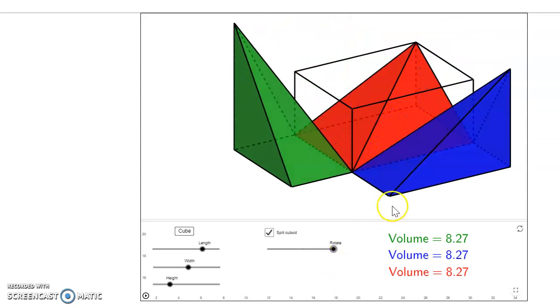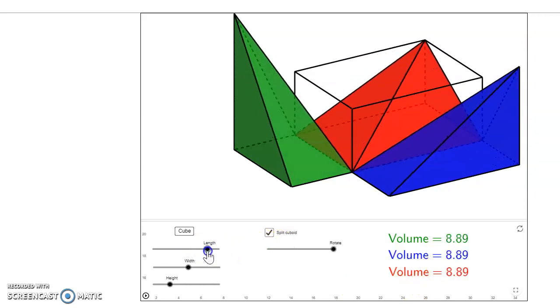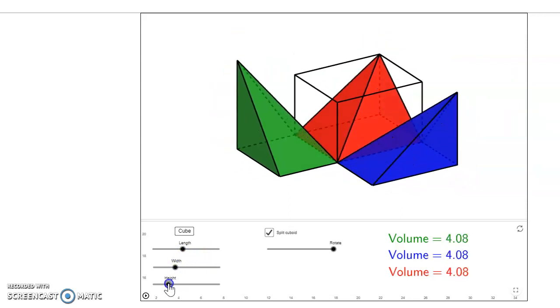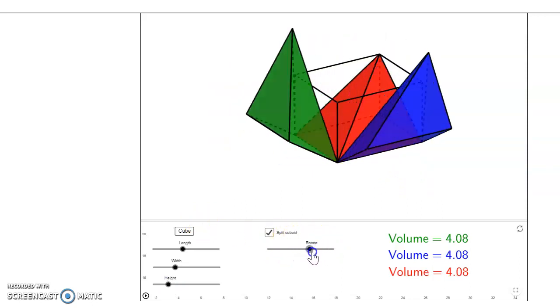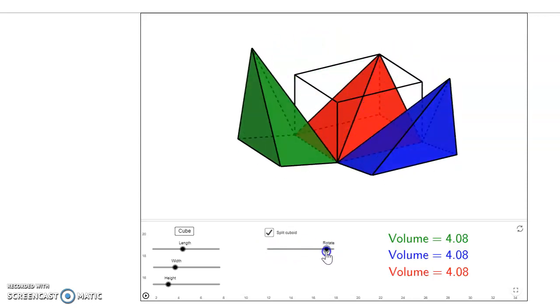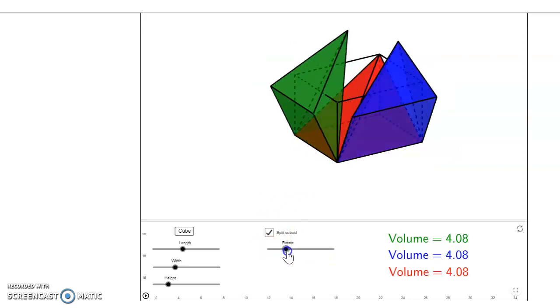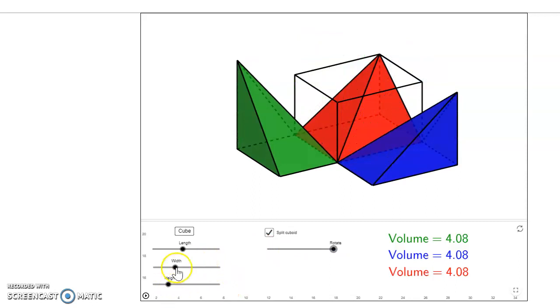Now we can see that they are pyramids because they have one base and a vertex, and the volume of all three of those is exactly the same. That volume doesn't change if I change the length, the width, or the height of the prism. And what's nice is those fit perfectly in there. This demonstrates specifically that if we know the volume of a prism, then the volume of a pyramid that has the same height is going to be exactly 1/3 of that volume.